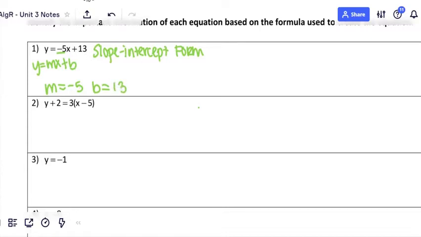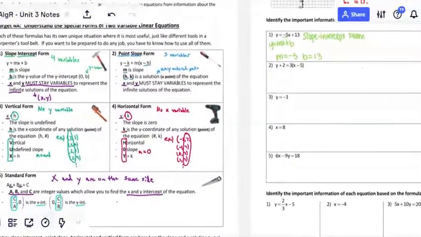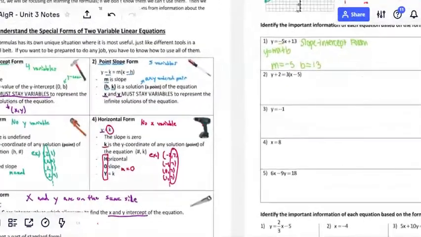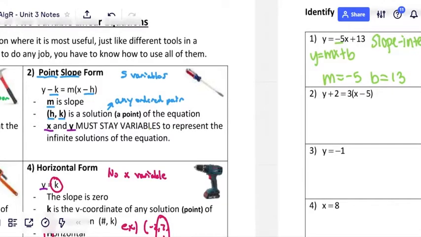Okay. Our second example is y plus 2 equals 3 times the quantity of x minus 5. So we have x and y on both sides of the equal sign. Let's take a look. Well, this one has parentheses, and the only form of the equation that has parentheses is point slope form. That matches. Point slope form is y minus k equals m times the quantity of x minus h. So I need to pull out m, which is my slope, and then h and k, which would make a point.